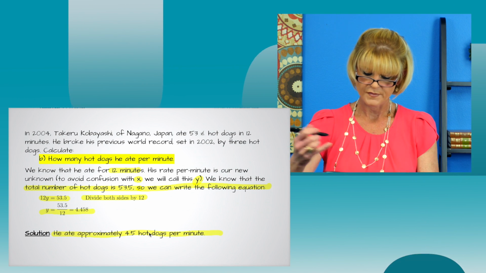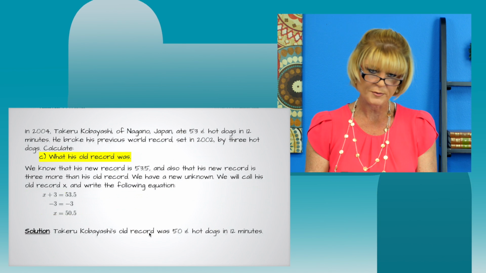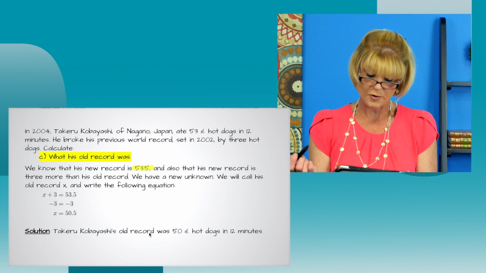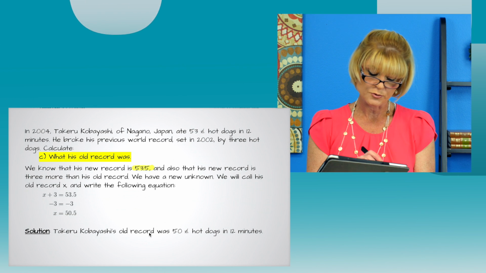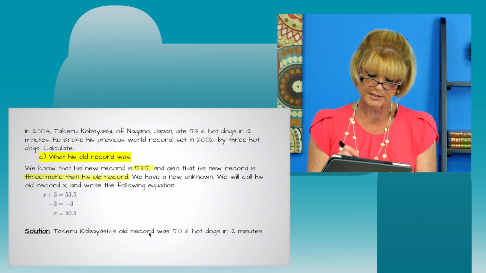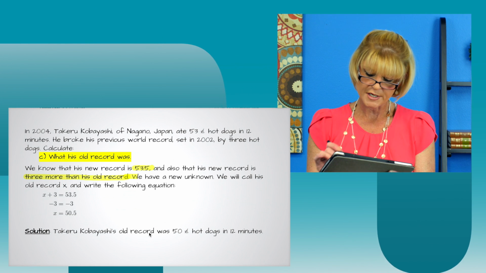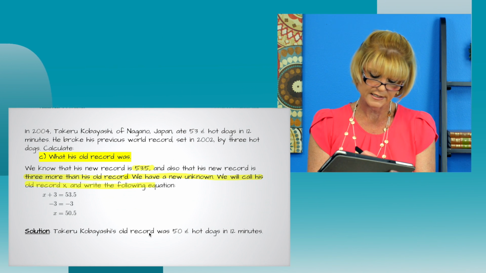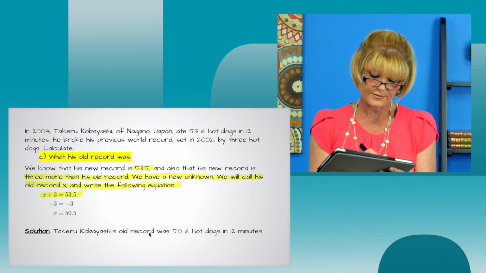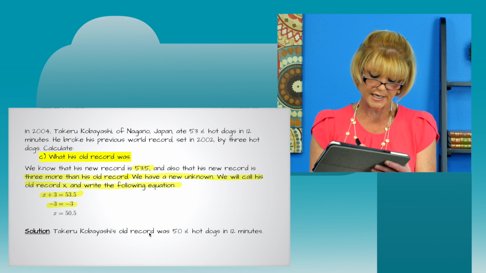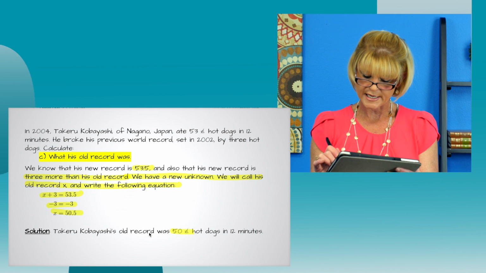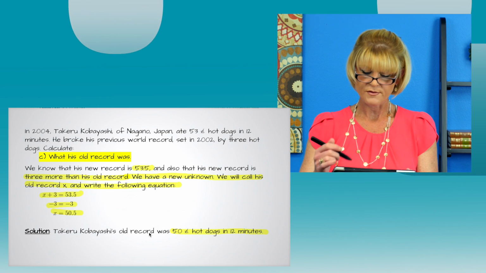That's pretty amazing. And finally, C, what was his old record? Well, we know his new record is 53.5. And also that his new record is 3 more than his old record. So it's actually pretty easy to write out. We have a new unknown. We'll call his old record x with the following equation. x plus 3 equals 53.5. Subtract 3 from both sides, we get x equals 50.5. So his old record was 50 and a half hot dogs in 12 minutes.